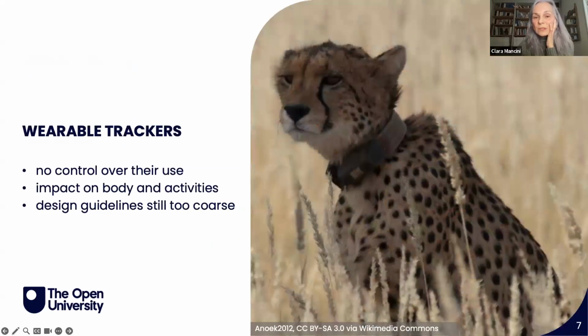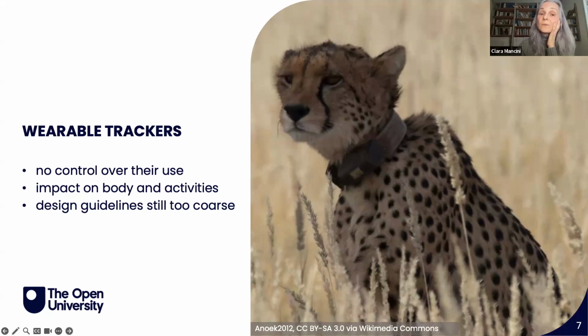Animals are often fitted with devices that track their movements, behaviors, and vital signs for conservation, research, and husbandry purposes. However, animal wearers, the primary stakeholders, have no control over their use. Devices can interfere with their body, for example, injuring or trapping them, and activities, for example, slowing them down or disrupting their camouflage, thus impacting their welfare and the quality of the recorded data.